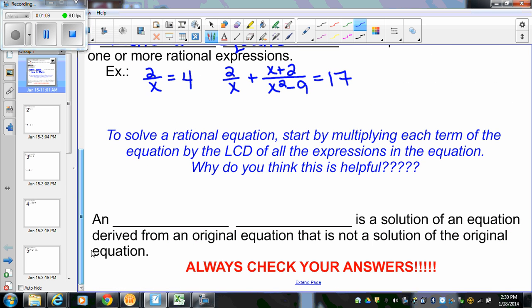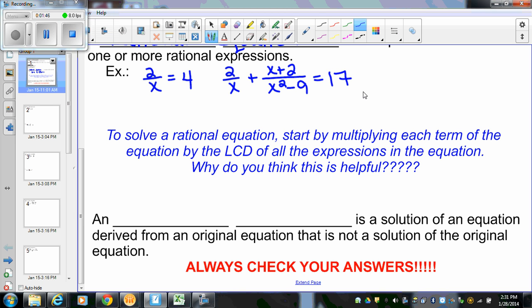So to solve a rational equation, we start by multiplying each term of the equation by the least common denominator of all of the expressions in the equation. For example, here, 2 over x plus x plus 2 over x squared minus 9 equals 17. That least common denominator would be x times x squared minus 9. So we multiply the entire equation, the 2 over x, the x plus 2 over x squared minus 9, and the 17, all get multiplied by x times x squared minus 9.